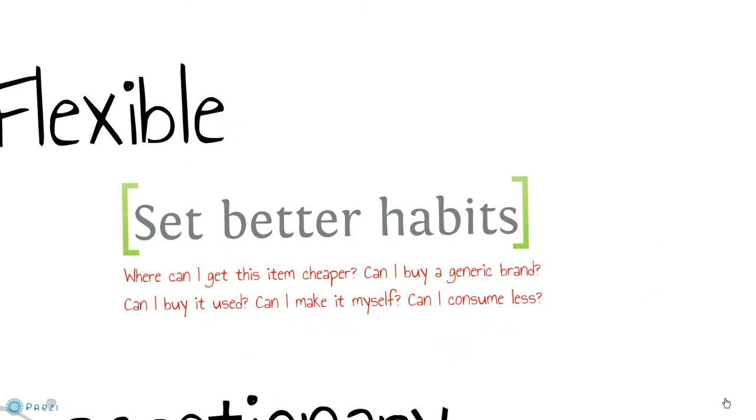Ask yourself questions like, where can I get this item cheaper? Can I buy a generic brand? Can I buy it used? Can I make it myself? Can I consume less electricity by turning off the lights? Is it cheaper if I buy this food in bulk and store some of it in the freezer? Over time, those small changes can add up to big savings.